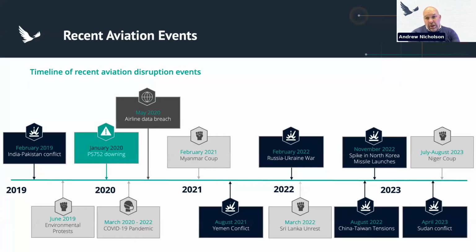And just as a quick view, again, we all know this, some of the events that we've seen just over the last few years, from the conflict between India and Pakistan in 2019, through to the Niger coup in July and August, and of course the current ongoing tensions and conflict in Israel. And clearly there's a large number of disruptive events that can have a major impact on operations globally.